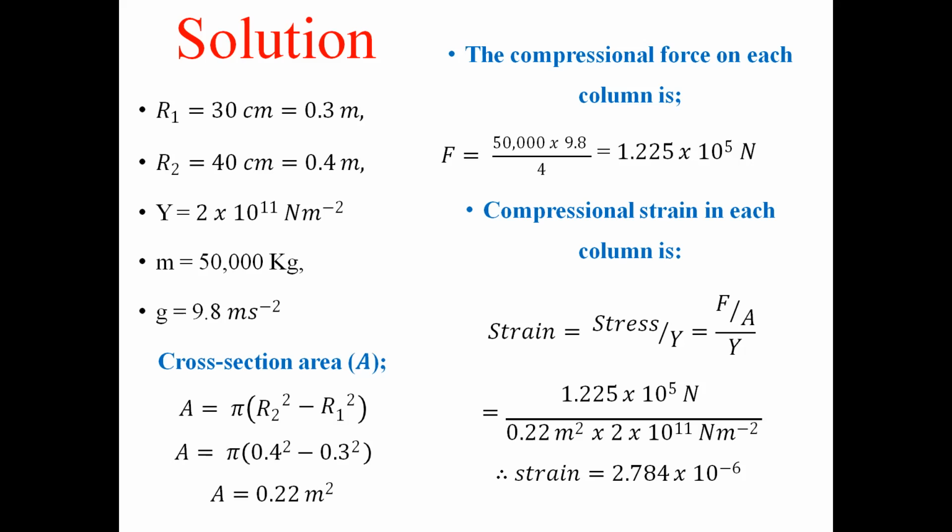Strain equals stress divided by Young's modulus, that is (F by A) divided by Y. That means the Young's modulus formula is stress by strain. It converts to strain equal to 2.784 into 10 to the power of minus 6. Strain has no units.